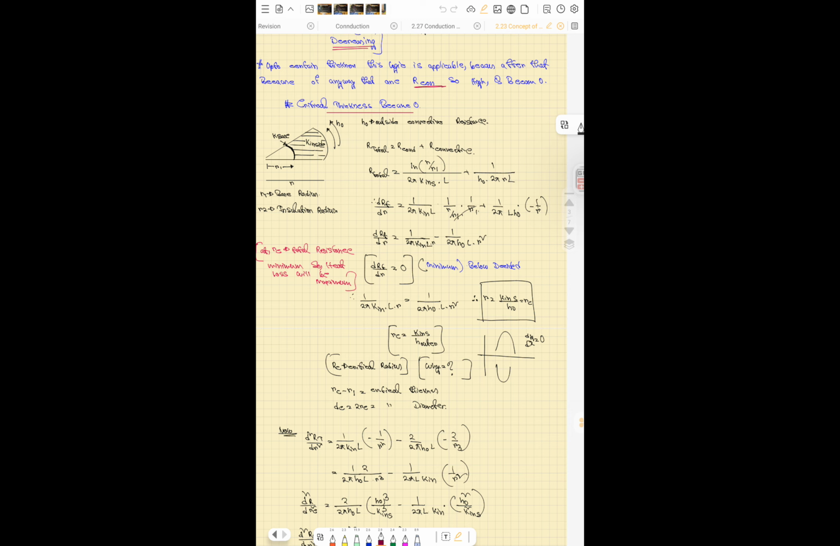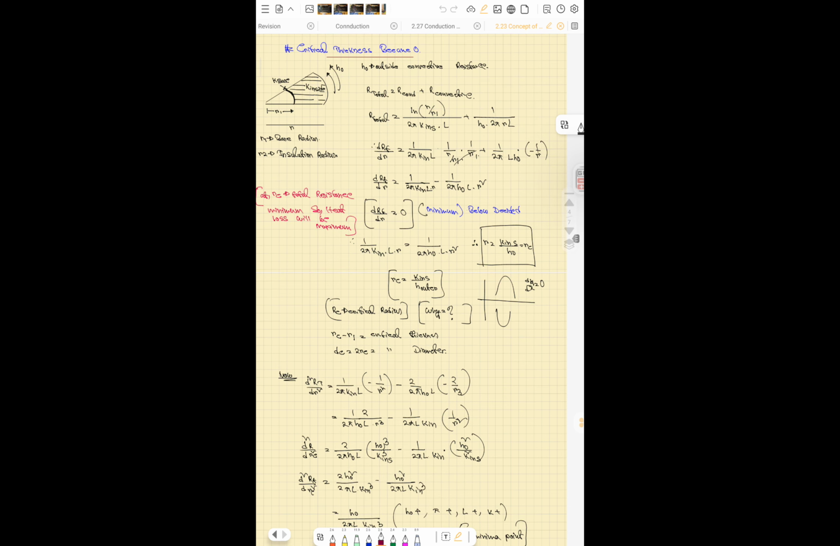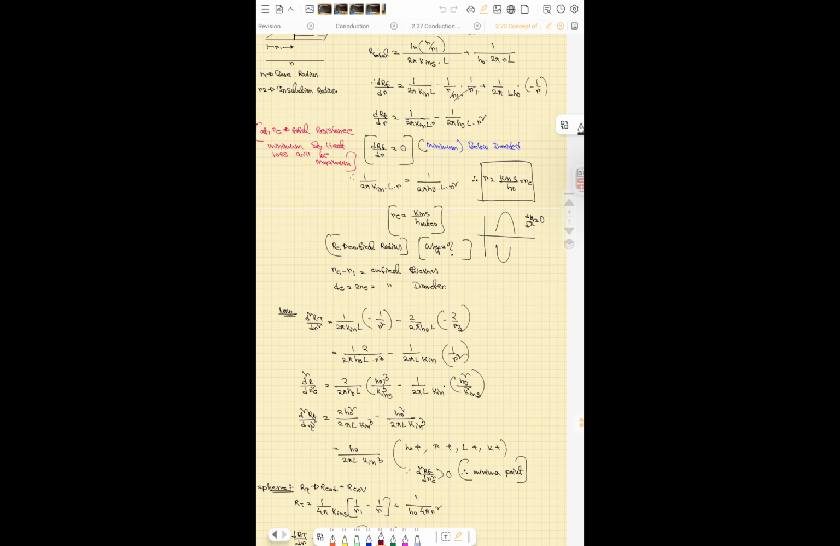Differentiating with respect to r: 2 pi k insulation into 1 by r, so 1 by k insulation into 1 by r. Okay, now this is the differentiation, no? ln, that is 1 by this, and differentiation of this is 1 by r1. Just differentiating, these values are coming. How k insulation by h outer is coming, you can see, and it's a very easy formula to figure out. Okay, k insulation by h outer, this is the formula of interest.